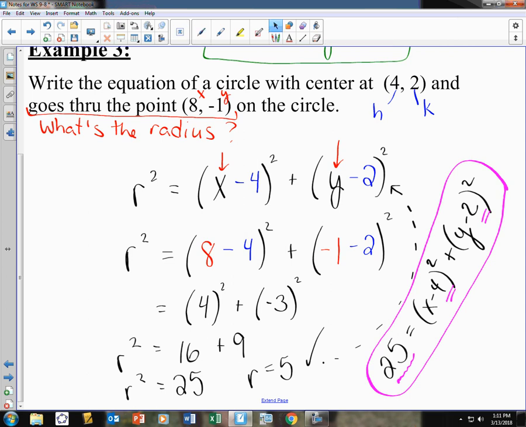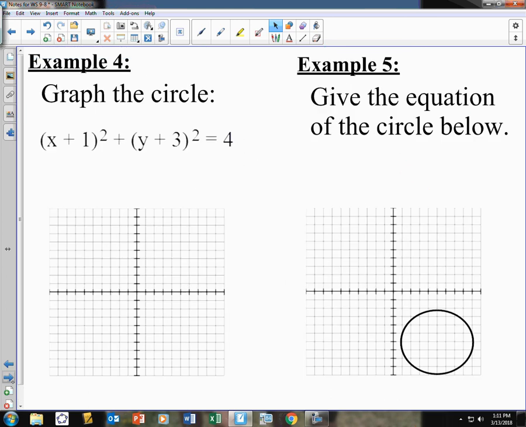Now let's try graphing them. So in this case, we would give you an equation, and you would have to find the center and find the radius. So this is actually telling me that h is -1. Remember, there's that whole opposite sign rule. And so then this is telling me that k is -3. So I know that my center is going to be at -1, -3.